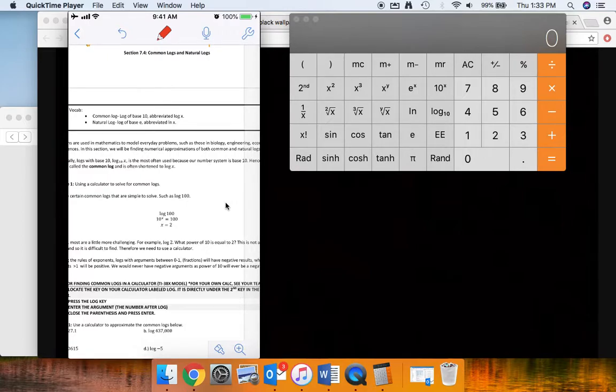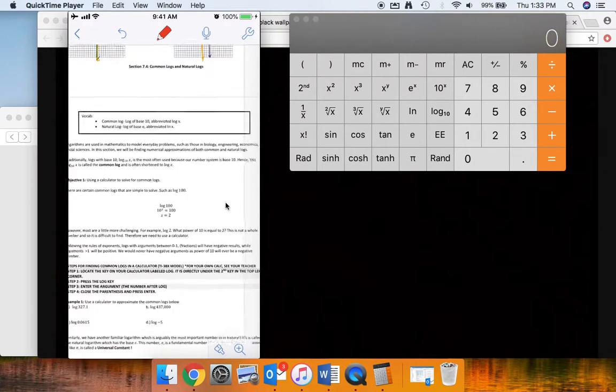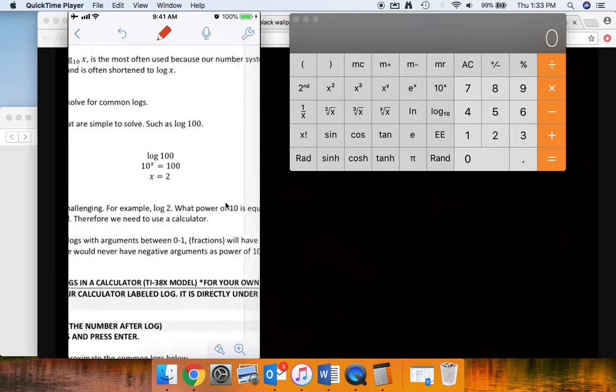So if we look quickly in the vocab, the common log is a base of 10, and the natural log is a base of e, okay? We're going to talk about what that means in a sec, but basically these two have special bases. They're so basic, it often is just overlooked, okay? So let's start with common log. Common log is base 10, right?